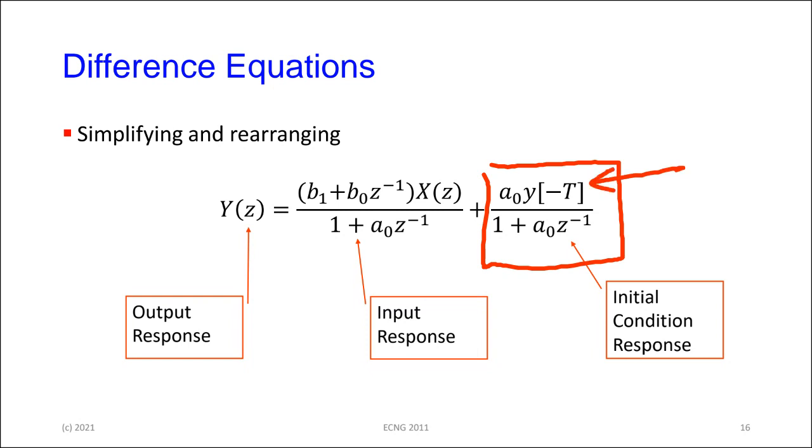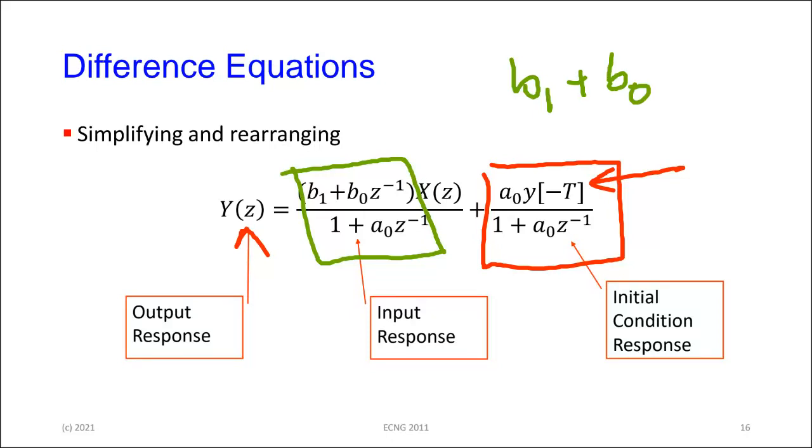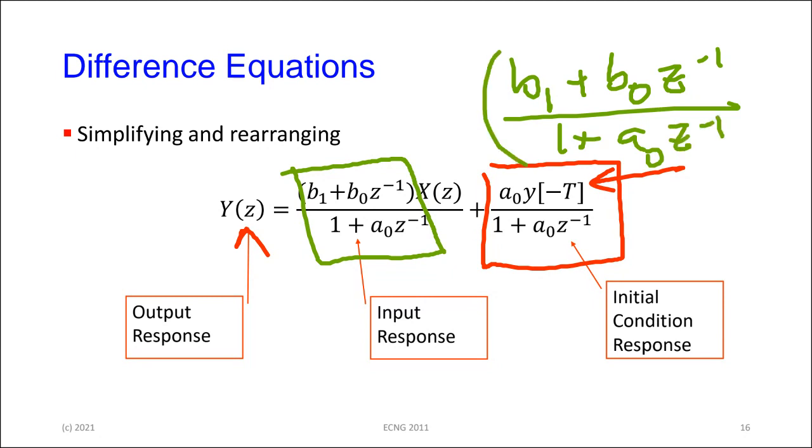This is identical to what we did with the continuous time case. What we have is the output response. Just like when we did the Laplace transform, we have the input response and the initial condition response. And guess what? This bit here, B1 plus B0 z^-1 over 1 plus A0 z^-1, that is our discrete time transfer function.